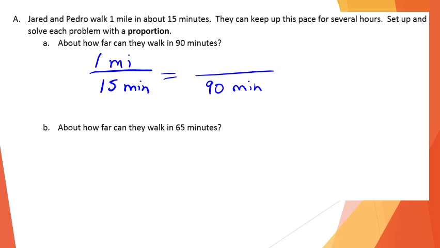So I'm going to look for a scale factor. 15 times 6 makes 90. 1 times 6 makes 6. So I think they'll walk about 6 miles in 90 minutes.